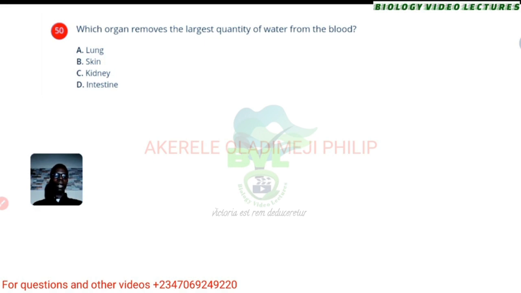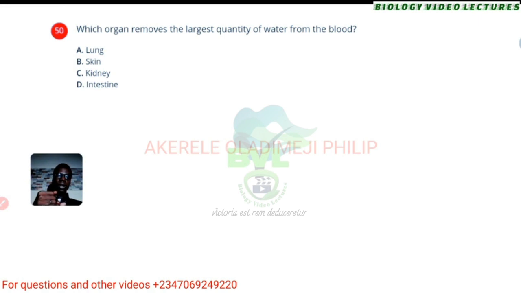Which organ removes the largest quantity of water from the blood? I love this because some of these other ones remove water, truth be told. The lungs, when we breathe out, exhale air with water. If you want to confirm that, try to breathe close to a mirror. You're going to see vapor, some sort of steam, that comes out. So that means water comes out from there.